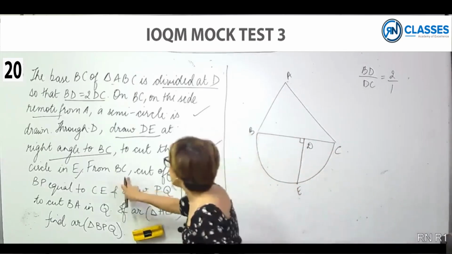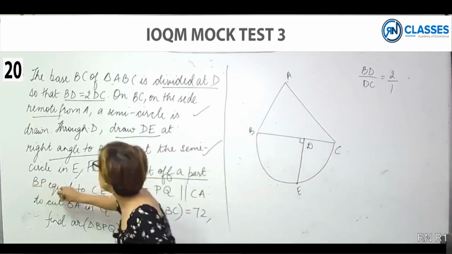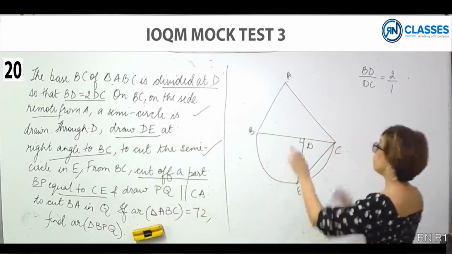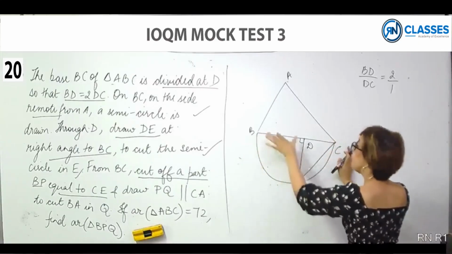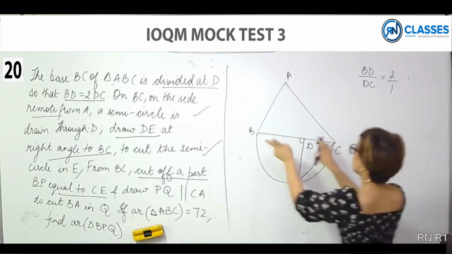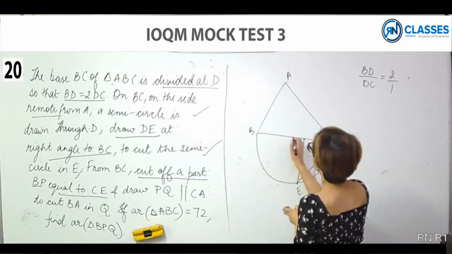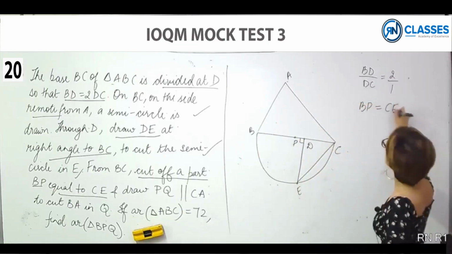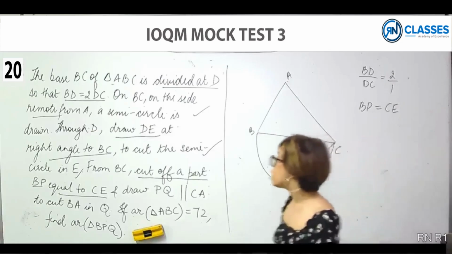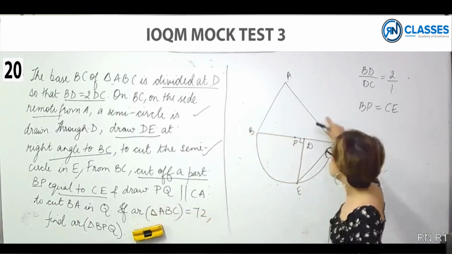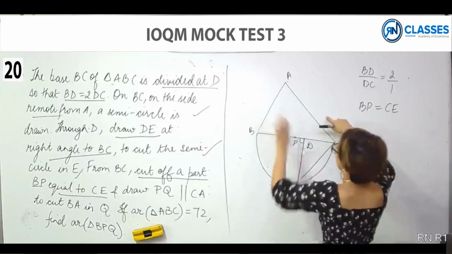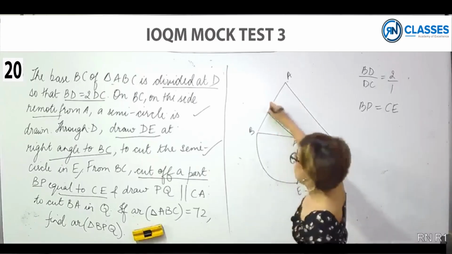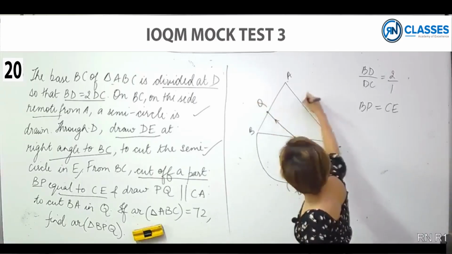Now he says from BC, cut off a part BP equal to CE. Now CE length is this now. Now he says from BC, from here I need to cut off a part BP which is equal to this one. So I'll measure this and cut it over here. Suppose it turns out to be this one. We know that BP is actually equal to CE. Done? Now he says draw PQ parallel to CA, where obviously Q is on BA. So this parallel to this, so it is somewhat like this. Yeah. So this parallel to this.